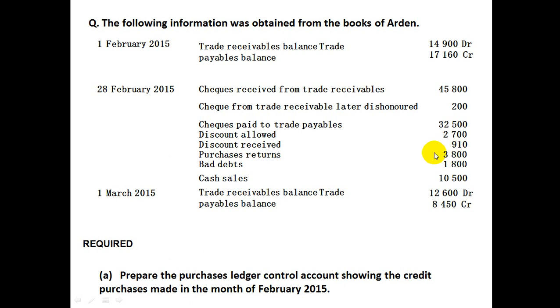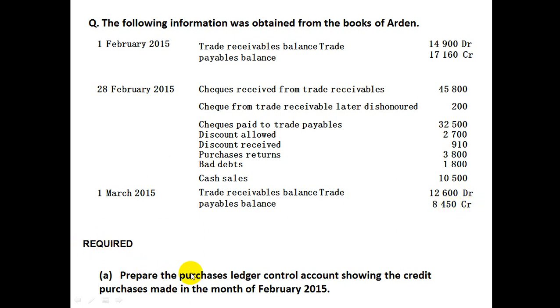Purchase return will be recorded in the debit side of purchases ledger. Bad debt. It will be recorded in the credit side of sales ledger. Cash sales. It will be ignored totally because we are actually working on trade receivable and trade payable ledger. Trade receivable balance debit is given. Trade payable balance credit is given.